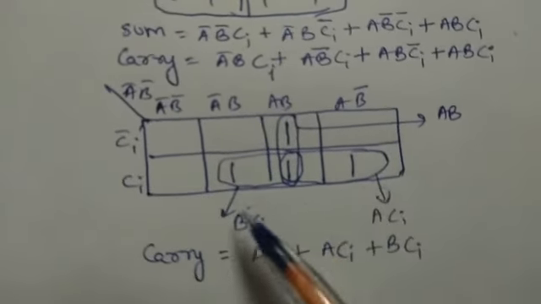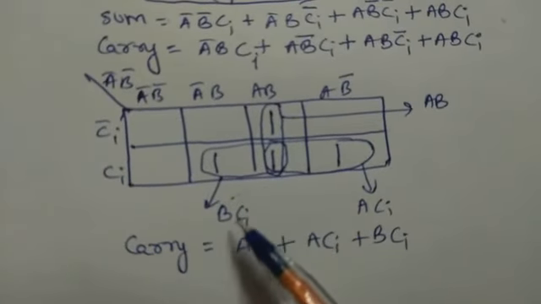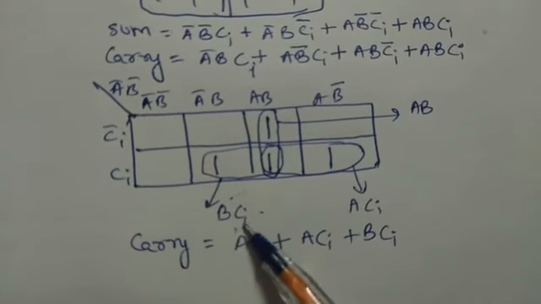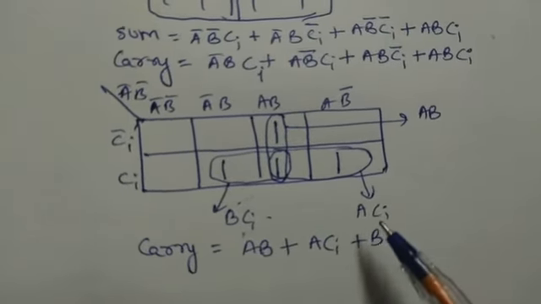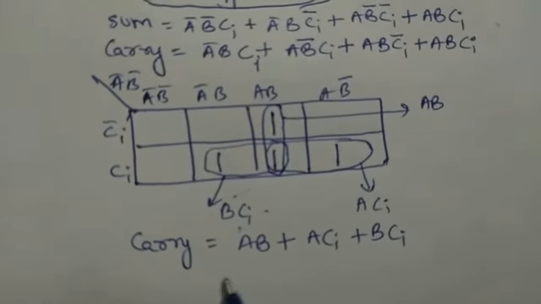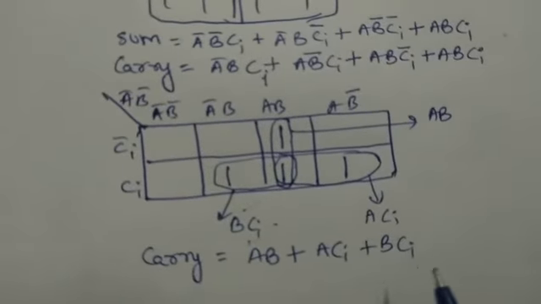Then we have done the grouping of ones and we get the values as B C input, then A C input, and then finally A B. So I have written the carry equation like this.